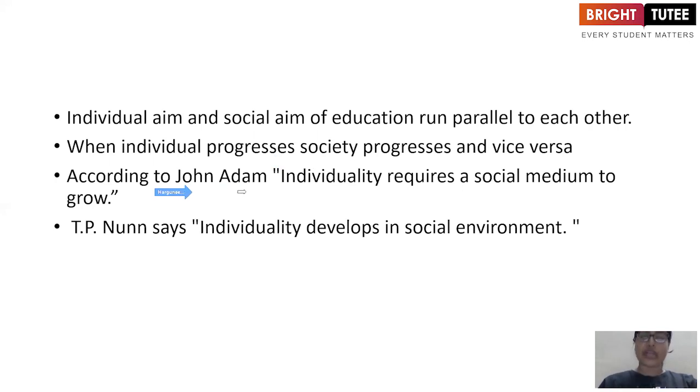Now when we go to John Adams, he said that individuality requires a social medium to grow, which means that individuality on its own cannot grow. It can grow only when there is a conducive environment, a social environment, a proper society which has its own rules and regulations and laws. T.P. Nunn says that individuality develops in social environment. Again, this is a very similar statement to that given by John Adams, that individuality can develop only in a social environment. It cannot develop in an environment which is existing in a vacuum, or you can say an individualistic environment. So society is therefore the foundation of individuality. That is the reason it's important to understand that there is a strong connection between these two.